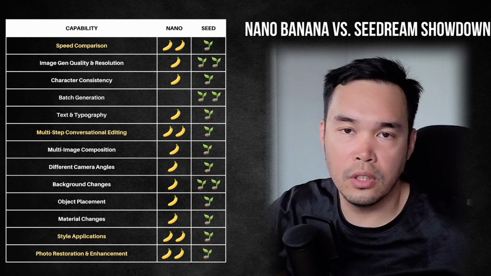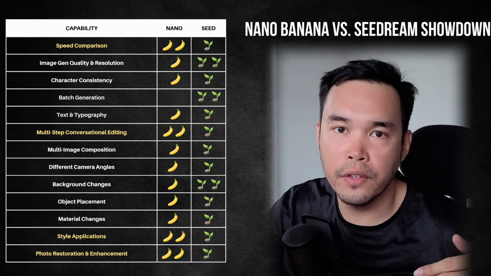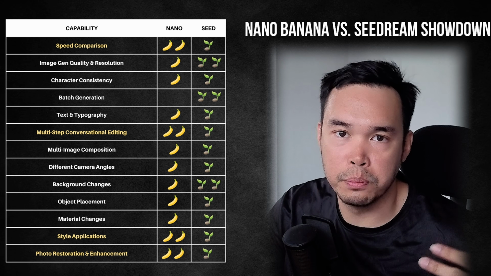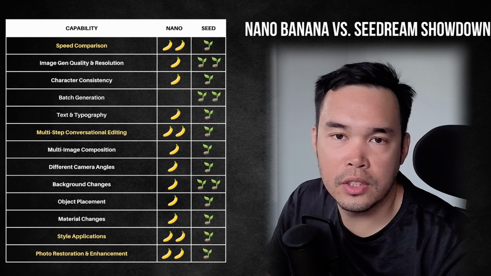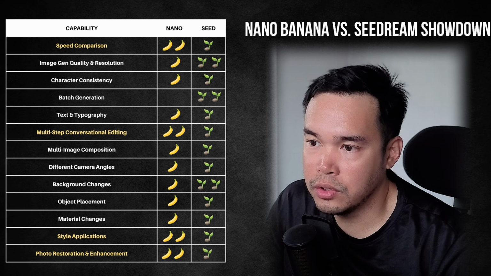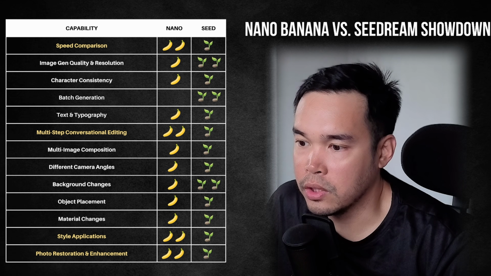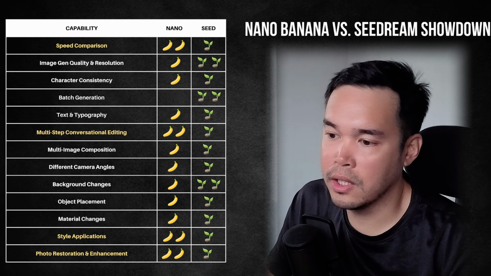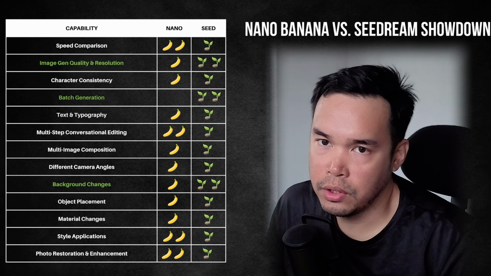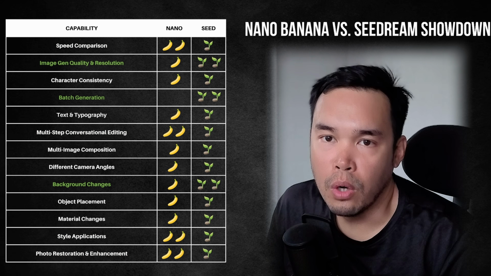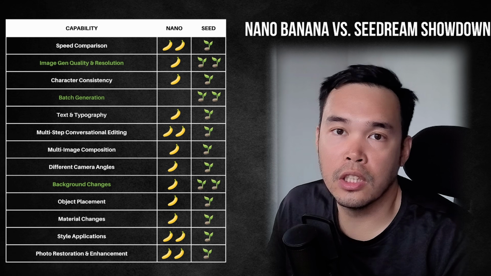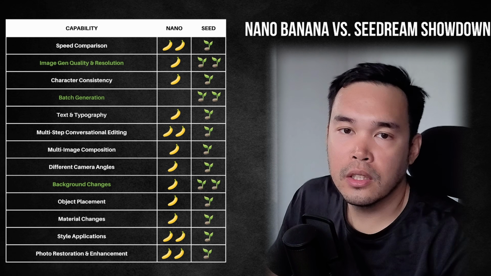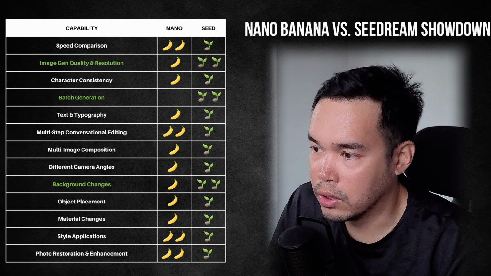Now that the tests are done, we see that there are significant strengths and weaknesses of each model. So for Nano Banana, you can see that it's way faster than Seedream. It's much better with multi-step conversational editing, and it's also better with applying styles and restoring photos. Seedream, on the other hand, has better quality and resolution. It can generate images in batches, and it also changes backgrounds more naturally. So again, which model to choose? That would depend on what you need.